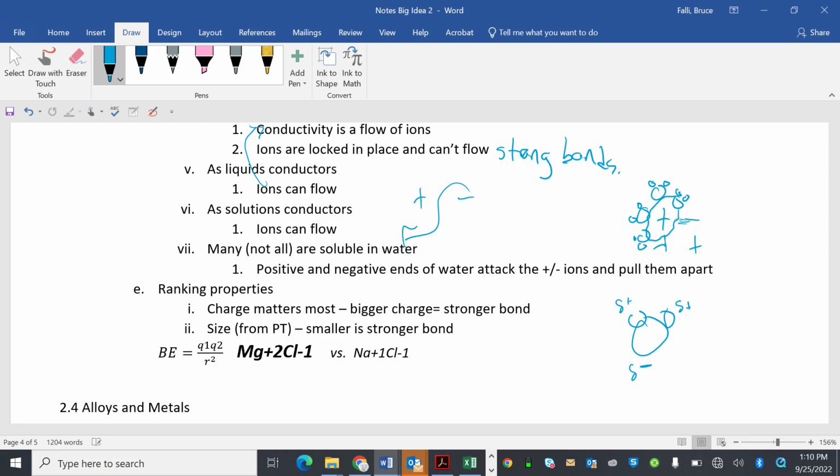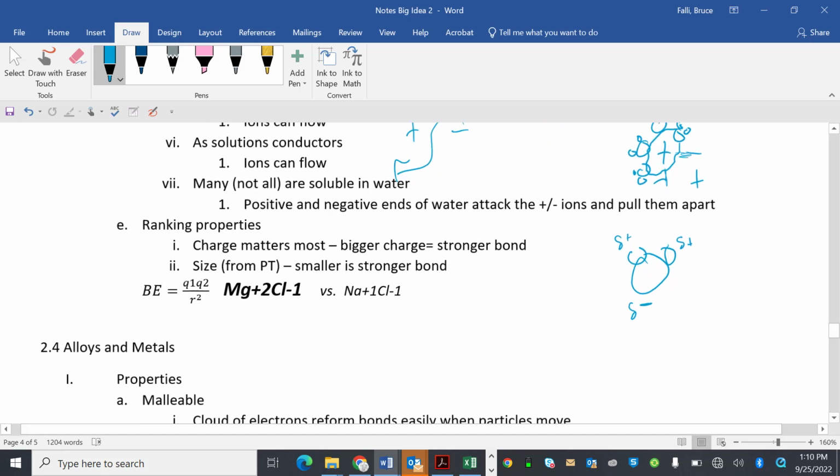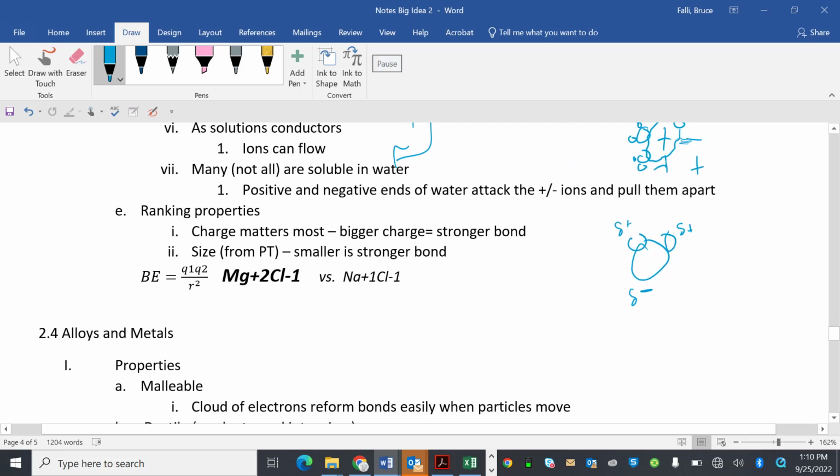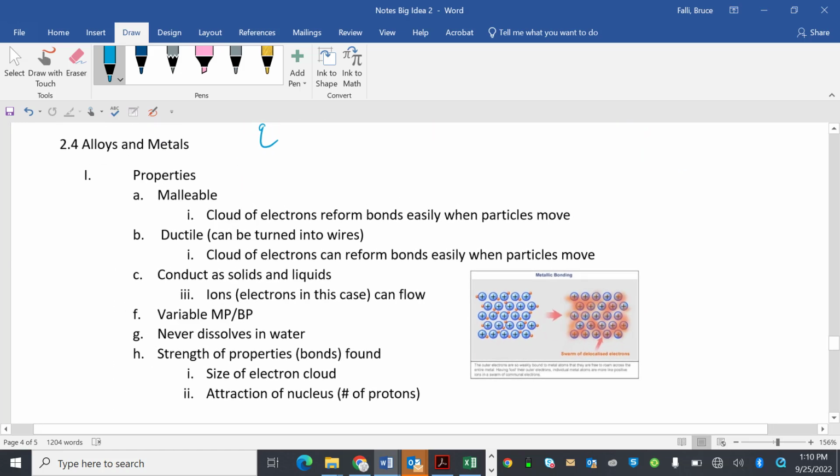All right, ranking properties. Charge matters most. We talked about this a smidgen on our last test. Bigger charge is stronger bonds, and size from the periodic table, smaller is a stronger bond. So in this case, MgCl2 would win because of the Q's versus Na positive and Cl negative. All right. Alloys and metals, and we're all done.